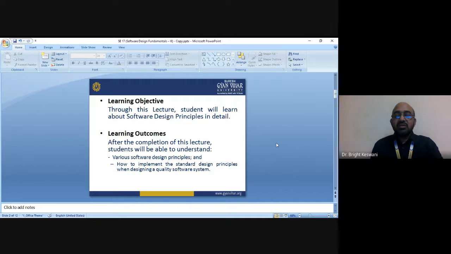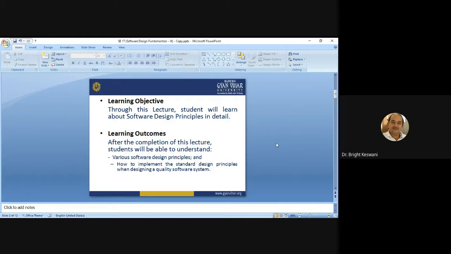First of all, we will discuss the learning objectives and learning outcomes of this lecture. Through this lecture, you will learn about the software design principles in detail. What are the expected learning outcomes? After the completion of this lecture, you will be able to understand various software design principles and how to implement the standard design principles when designing a quality software system.